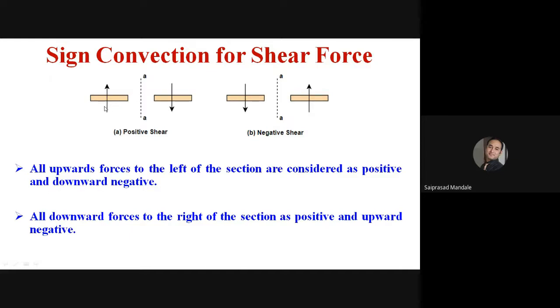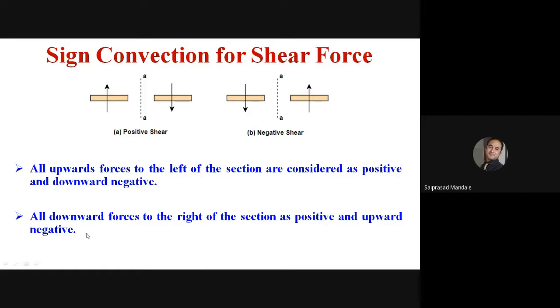If the forces are moving upward, like the positive y-axis and negative y-axis, forces moving toward the positive y-axis are considered positive, and forces moving toward the negative y-axis are considered negative. Next, all downward forces to the right-hand side of the section are positive and upward are negative. Most probably we are using only the first type, because we are calculating from the left-hand side to the right-hand side. So the sign convention we are utilizing is that forces moving upward are positive and forces moving downward are negative.